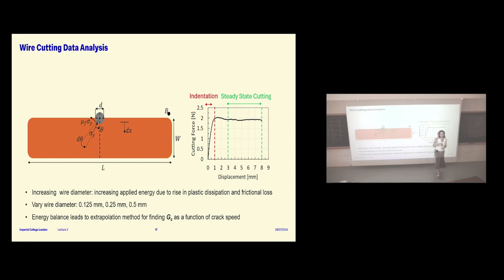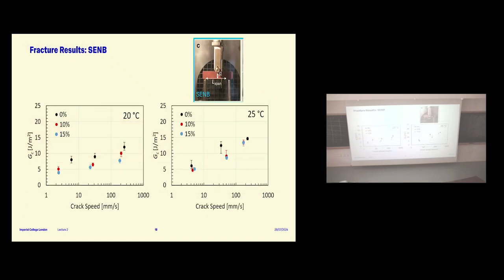So the idea is that you can then extrapolate to 0 wire diameter, because if you have 0 wire diameter, you don't have any plastic dissipation, no frictional dissipation, and all you're measuring is the energy to grow the crack. Of course, you cannot do tests with 0 wire diameter. This is why you do different wire diameters, and then you extrapolate to 0 wire diameter. So this is the need for the different wire diameters. But you do that, and it works okay. So I'll show you some results.